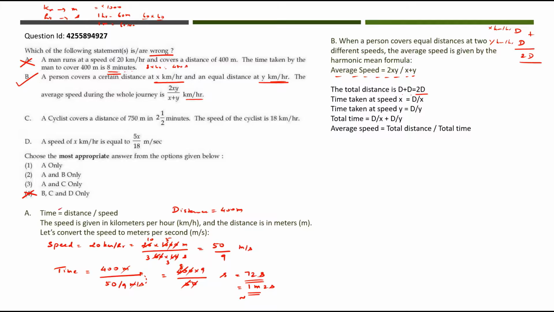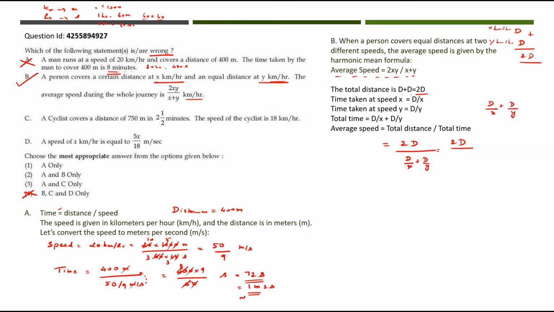We are using the same time formula here. Then the time taken at speed y can be written as D divided by y. What is the total time here? D by x plus D by y. Now we have to find the average speed. Speed can be taken as distance divided by time. So the total distance is 2D divided by the total time, D by x plus D by y.